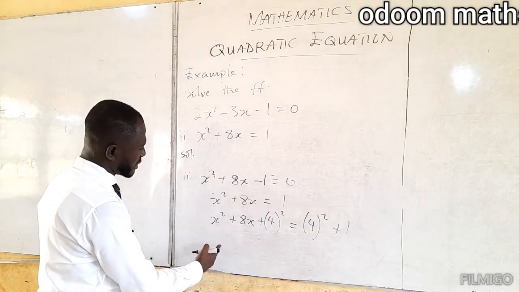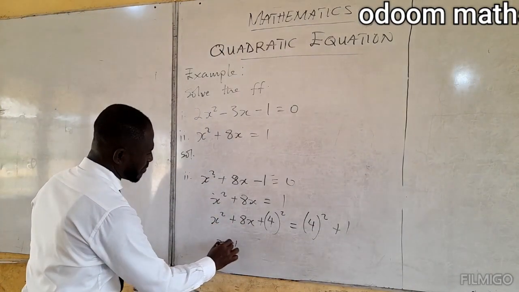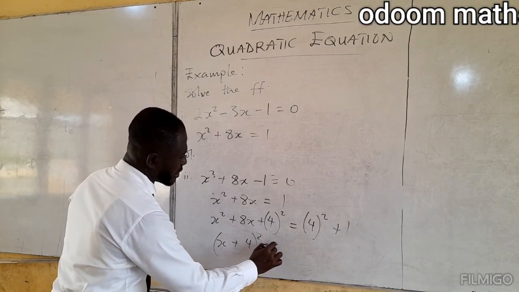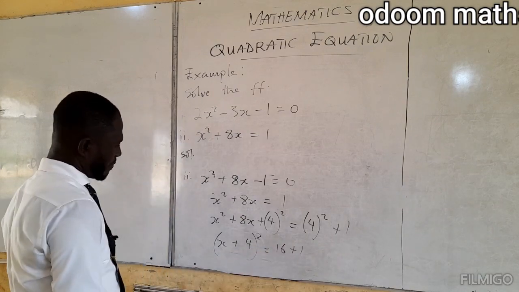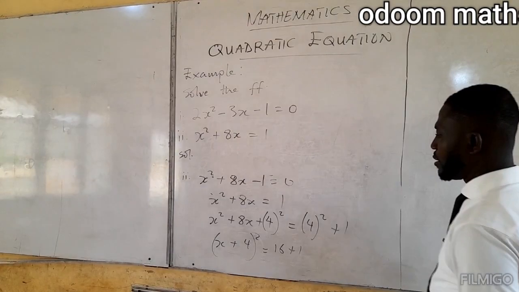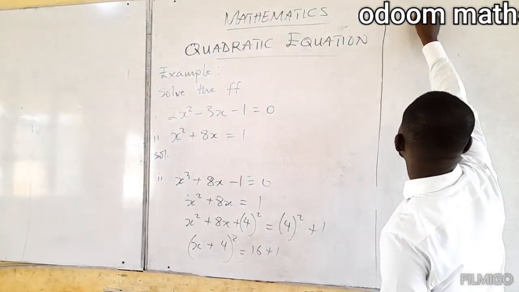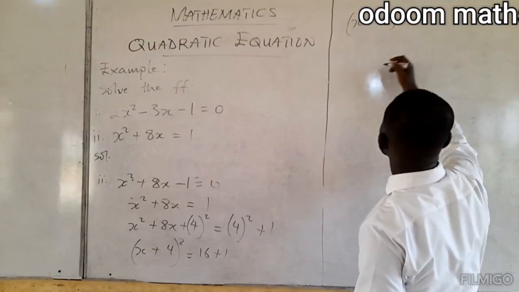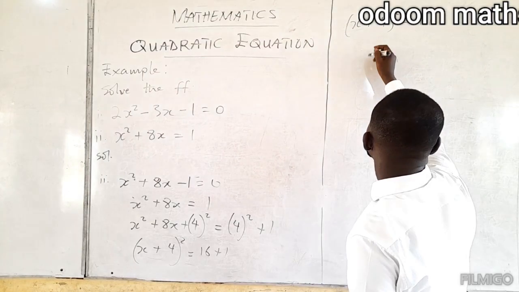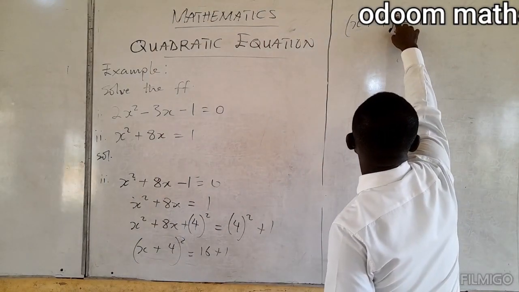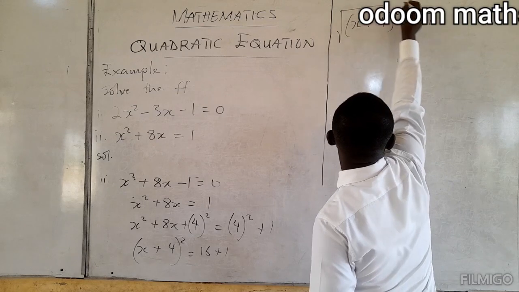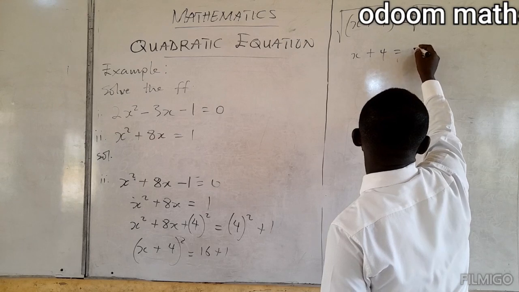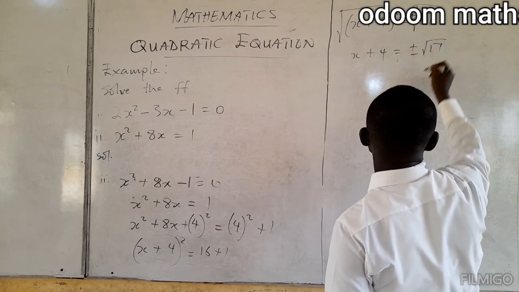Okay, so I'm going to do the factorisation, this and this with this one. So x plus 4 all squared equals 16 plus 1. Let me continue from here. So this is x plus 4 all squared equals 17. And then I need to move this square here, so that is going to put square roots on both sides. So x plus 4 is equal to plus or minus square root of 17.